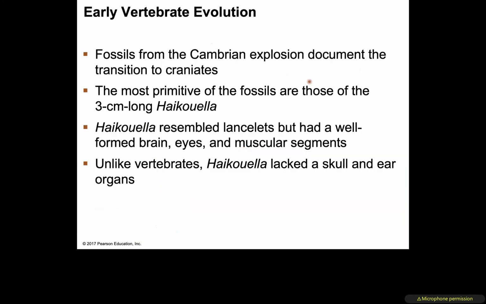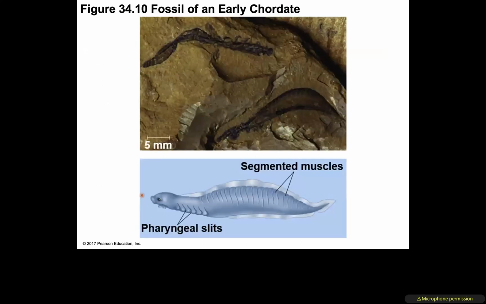So your early vertebrate evolution, you can find fossils from the Cambrian explosion that show documented transitions into craniates. And so the most primitive of those fossils are going to be really small, the 3 centimeter long Haikouichthys. I don't think I said that right, but I tried. It resembles lancelets, but has a well-formed brain, eyes, muscular segments, and did not have a skull or ear organs. So it was not like the vertebrates of today. And so look at him, he's so cute. I'd like to have him as a pet.